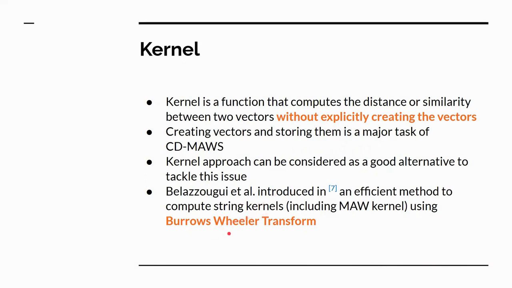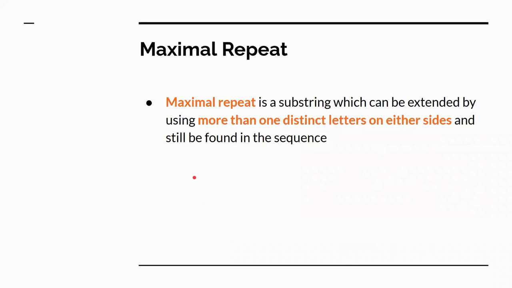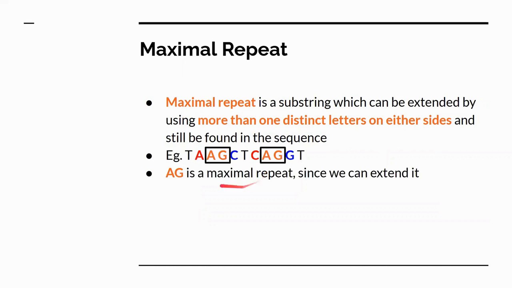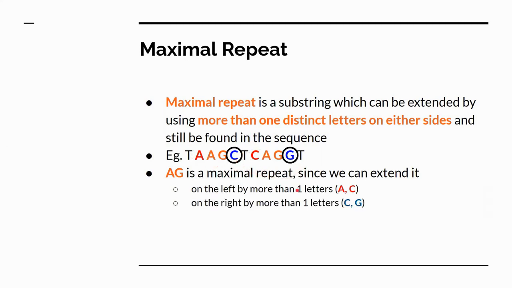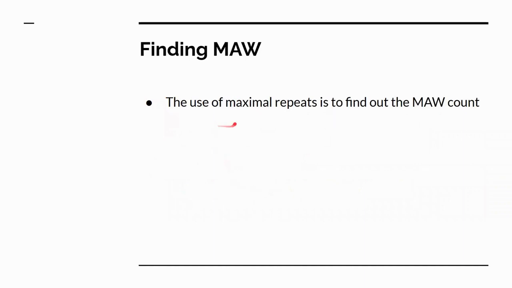kernels using Burrows-Wheeler transform. Now, to understand the algorithm, at first we need to learn about the maximal repeat, which is a substring that can be extended by using more than one distinct letters on either sides and still be found in the sequence. For example, this is a sequence. Here, AG will be a maximal repeat because it can be extended by the characters A and C on the left and by the characters C and G on the right. Now we use this maximal repeat to find the count of MAWs.